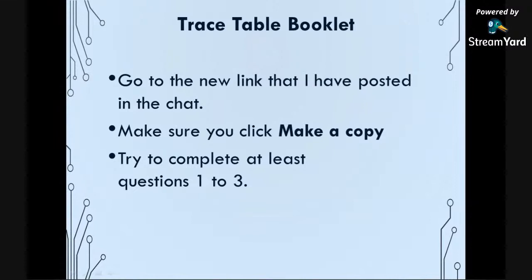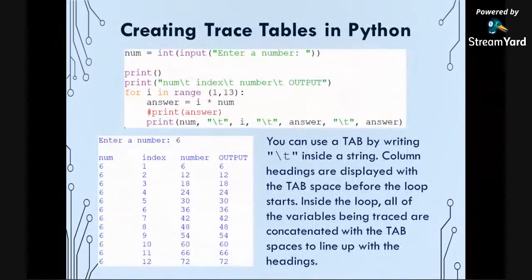In Python, obviously, if you're using IDEs such as Thonny, that would give you a way of being able to debug your code. But sometimes actually printing out what your code is doing, what the different values of your code are while you're running it, is one of the quickest ways to tell what's going wrong with it. So here's an example of how you could create a trace table in Python. Now, you can use a tab by writing \t inside a string.